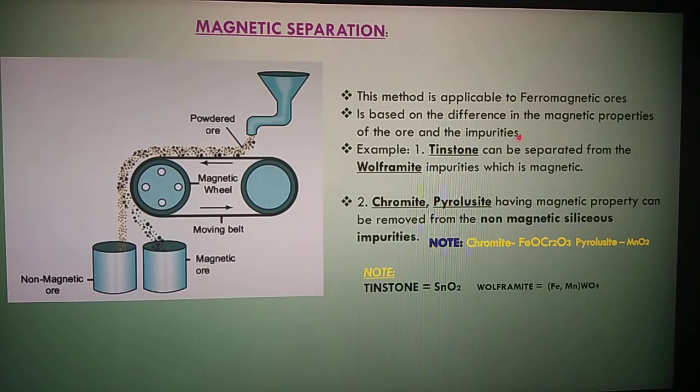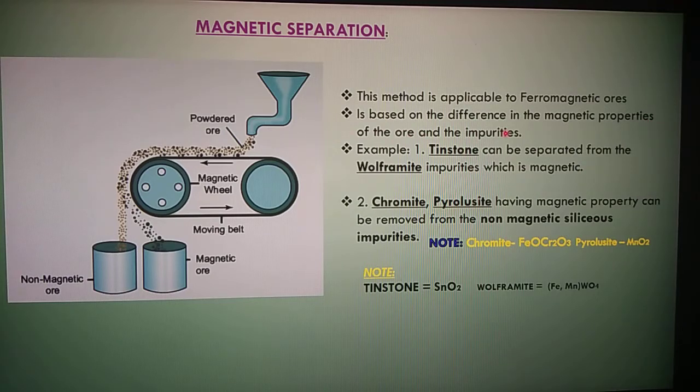Our ore contains two components. One is called the ore component, another one is the impurity component, isn't it? Here, the magnetic property may be present in either the ore component or the impure component. Only then are we using the magnetic separation process. So the second point is very, very important. The magnetic separation process is based on the difference in the magnetic properties of the ore and the impurities.